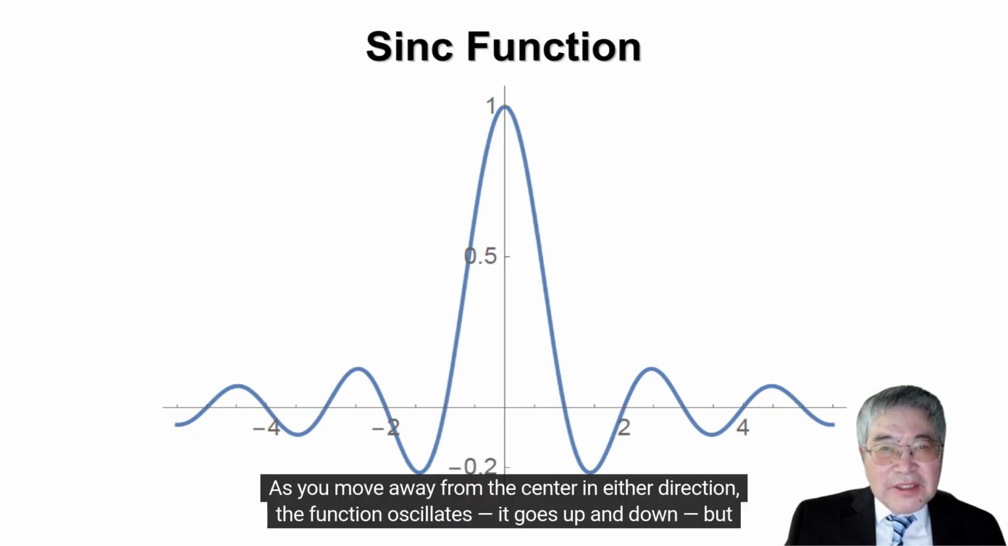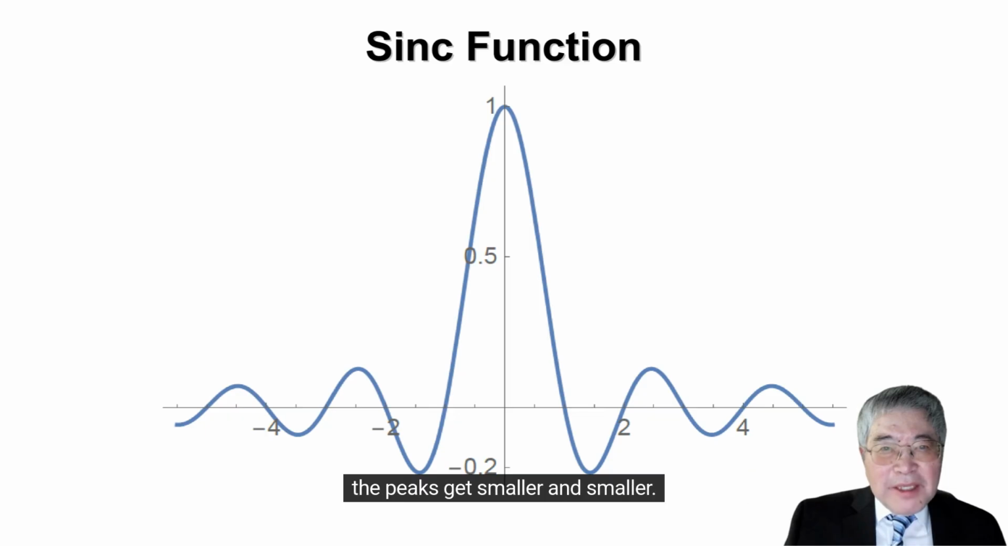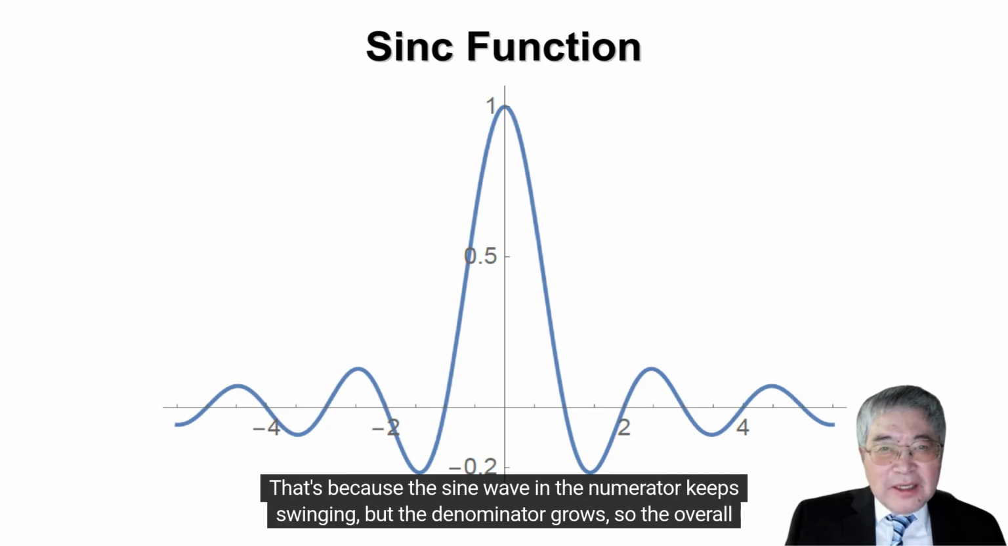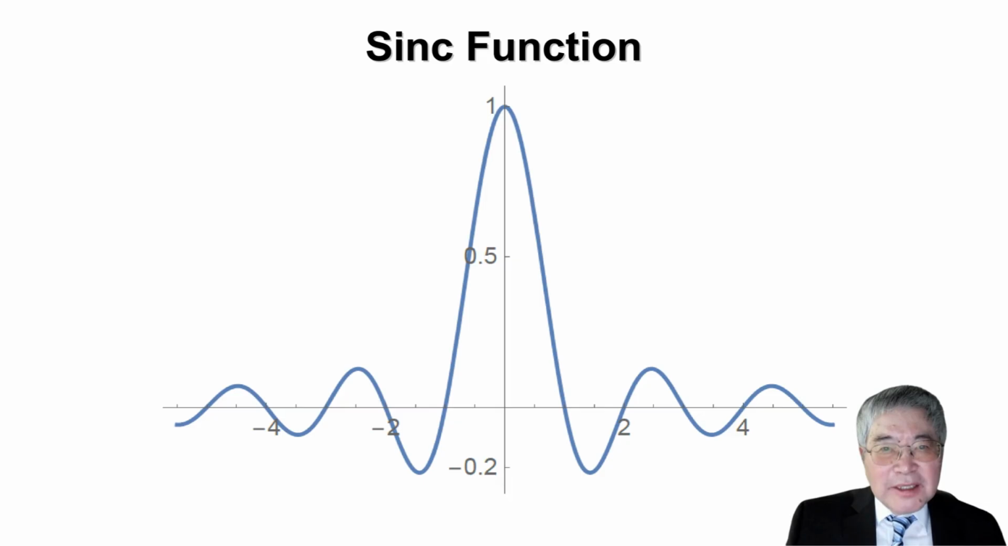As you move away from the center in either direction, the function oscillates. It goes up and down, but the peaks get smaller and smaller. That's because the sine wave in the numerator keeps swinging, but the denominator grows, so the overall value shrinks.